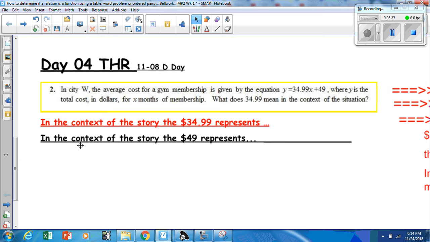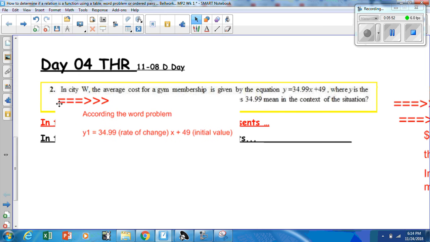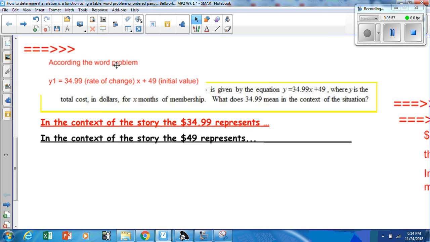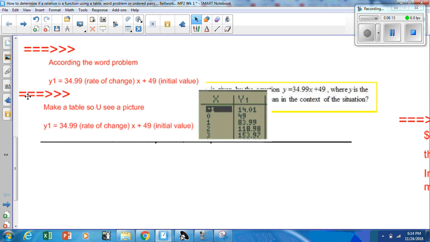My very first question is, do you see a picture when you see these word problems? Because I don't. I have to work to generate a picture. So that's my first advice: generate a picture. Now, this is what I know from working with you guys: my initial value is 49, and my rate of change is 34.99.